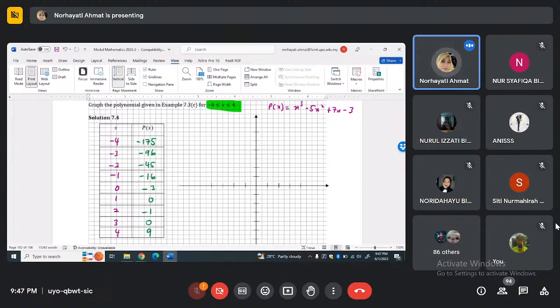Sketch the graph. First we need to plot the points. Before that, label the axes. We have the x axis and the y axis. Sorry, P(x) axis, or we can assign this as y. Let's label the x axis. Start from 0, 1, 2, 3 and 4. Negative 1, negative 2, negative 3 and negative 4.